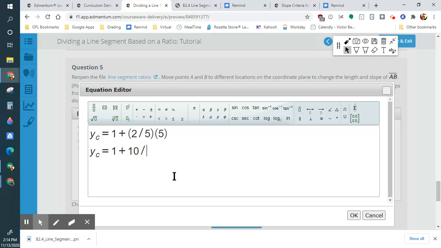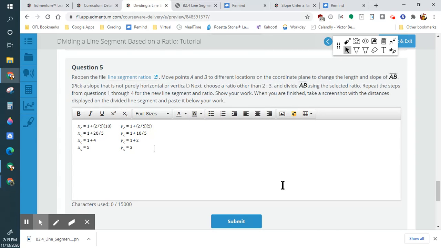I know it picked those numbers for a reason. There we go. And then this becomes y sub c equals 1 plus 2, so we get y sub c equals 3. Cool. So that's my x, that's my y. Let's figure out our slope.